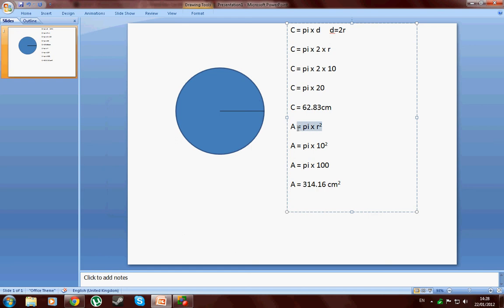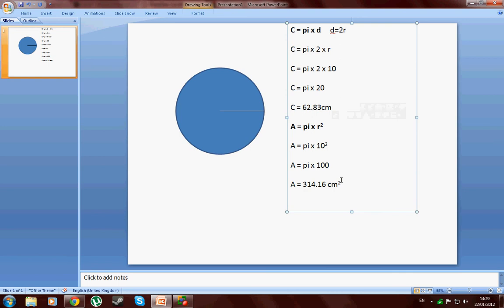So there are 2 important equations you need there: area and circumference. The circumference is pi times diameter, and the area is pi times radius squared. And you do the radius squared bit first, and then times by pi. Very important, or you'll get a wrong answer.